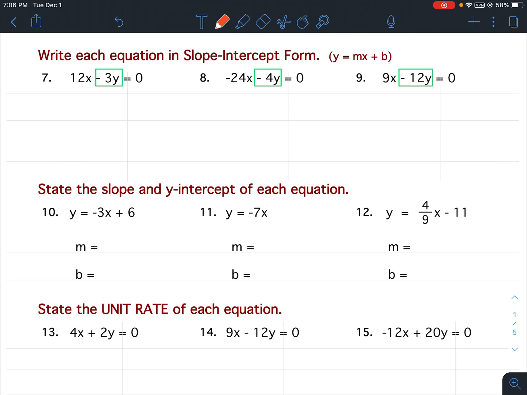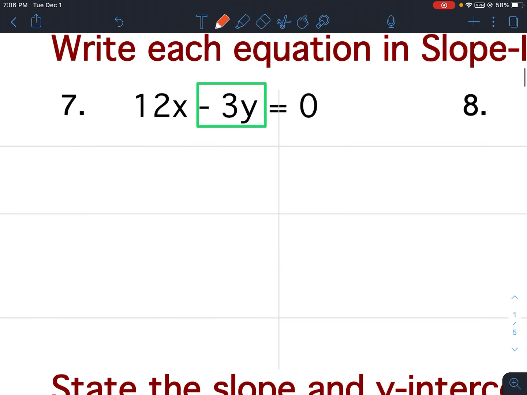That is why on each problem 7 through 9, I boxed my y term with the sign in front of it. So I'm going to solve it just like I would any other two-step equation. I'm going to start by taking the x term, in other words, the number outside of the box, to the other side of the equation. Since it's a positive 12x, I'm going to subtract 12x from both sides. Don't forget to take the x with it. It's not just negative 12, it's negative 12x.